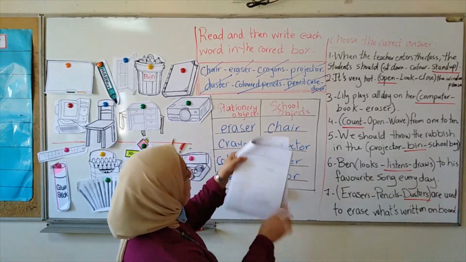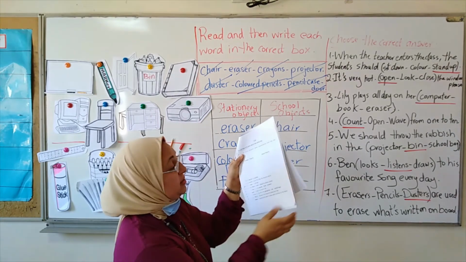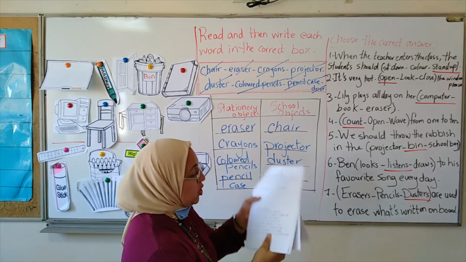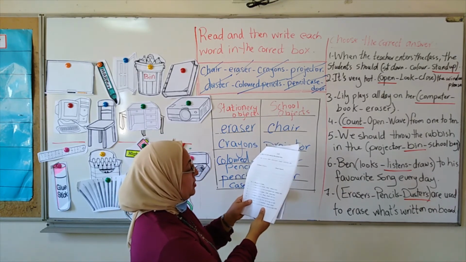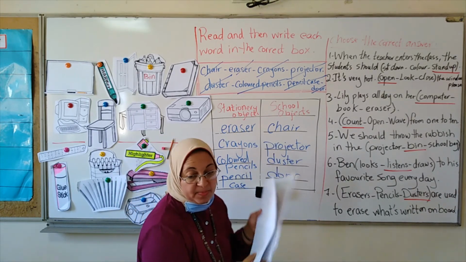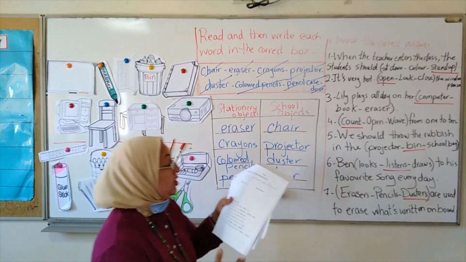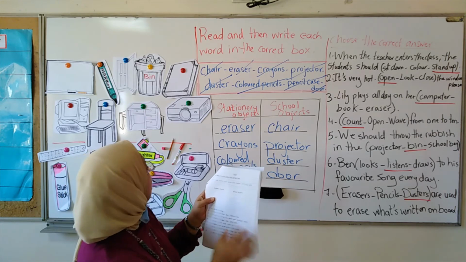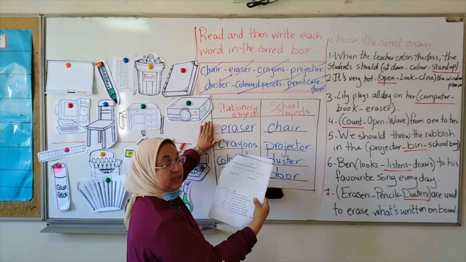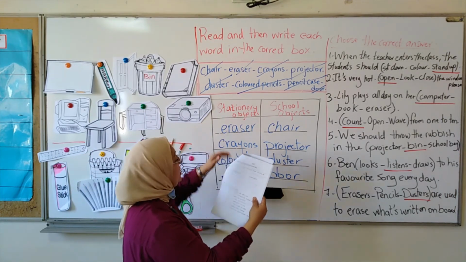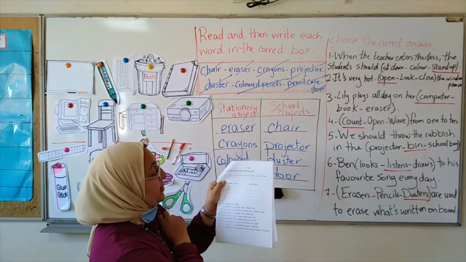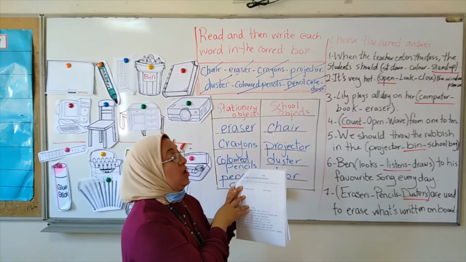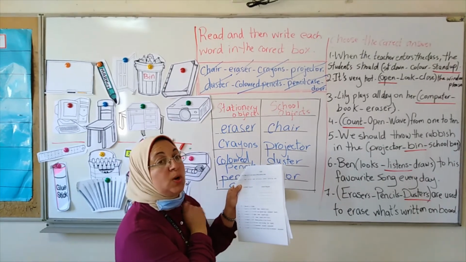This is the classwork that we did together here in the class. When you turn the page, you will find after it the homework. Okay? The homework, you are going to do it like this. Here we have the same table like this one, the one we did here. And you have here words, and you're going to choose which of them are going to be stationary objects and which of them are going to be school objects.